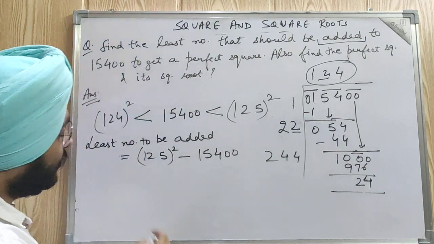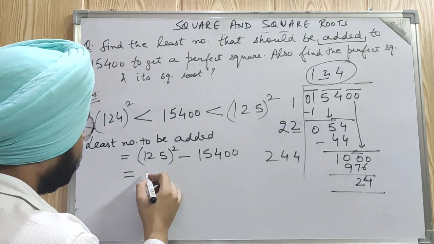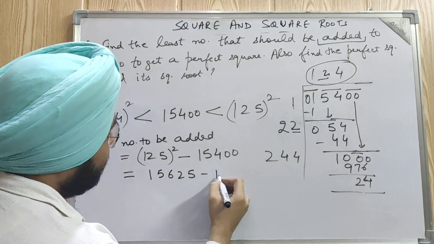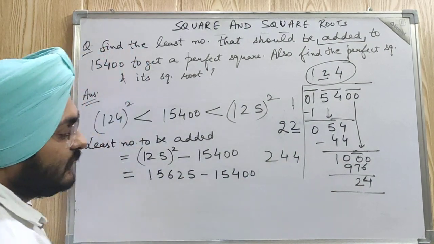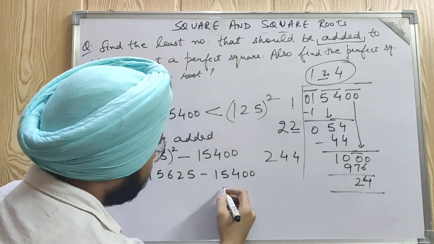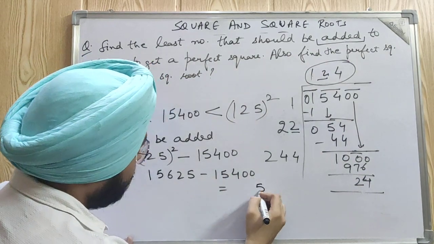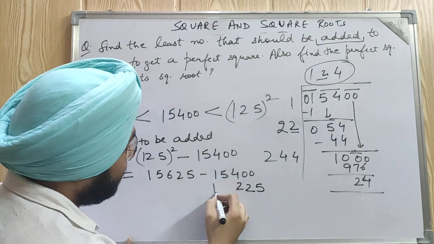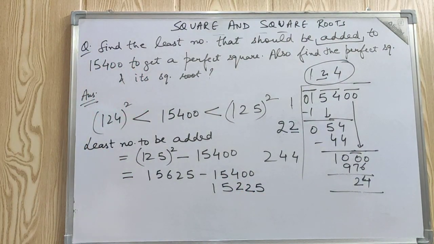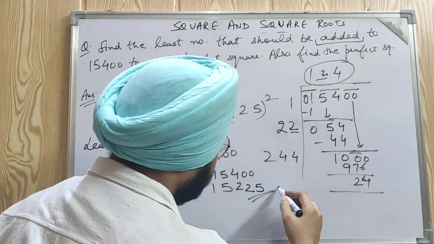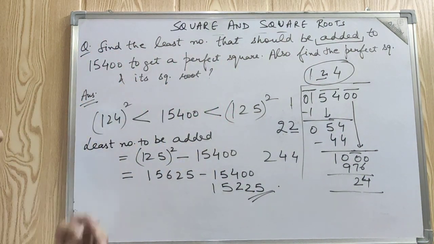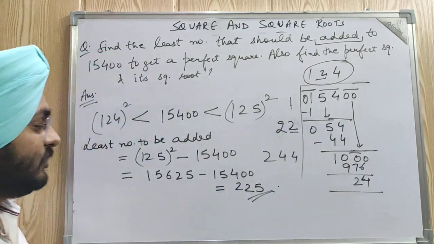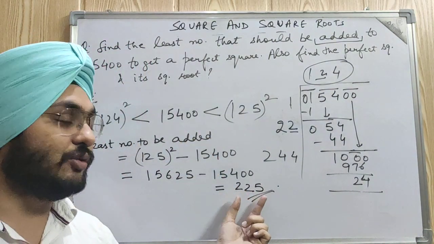15400. So 125 square, on solving, we get 15625 minus 15400. Subtracting, what will we get here? 5 minus 0, 5. 2 minus 0, 2. 6 minus 4, 2. So I'll be getting 225. So on subtracting, the least number to be added is 225.